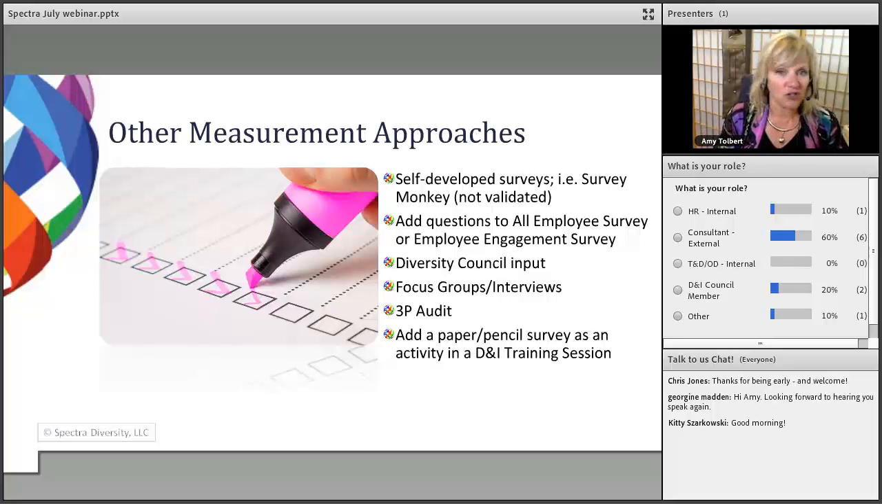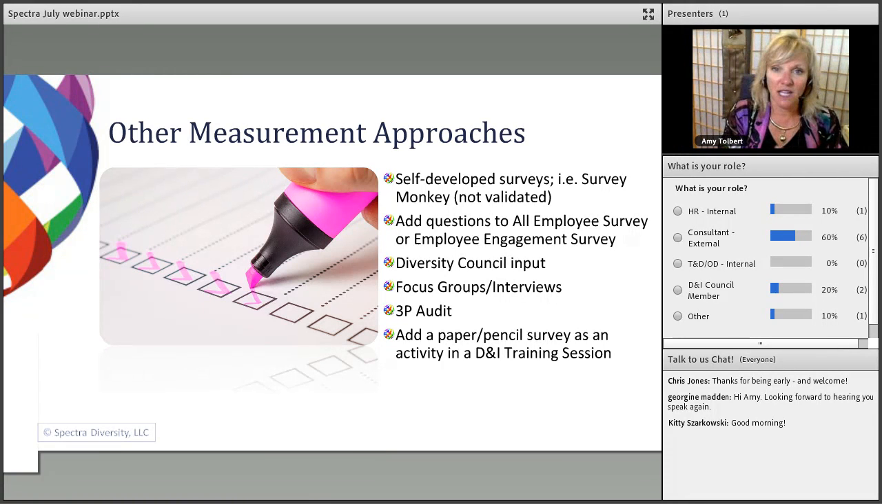Self-developed surveys, you can do that, put together a Survey Monkey, but they're not validated. Council input, councils can be really, really helpful to you because they're the ones that are out there in the organization, being that support, talking positively, building the energy for the effort, understanding and listening to where some of the rumblings might be that the council might need to be aware of and take some effort toward.